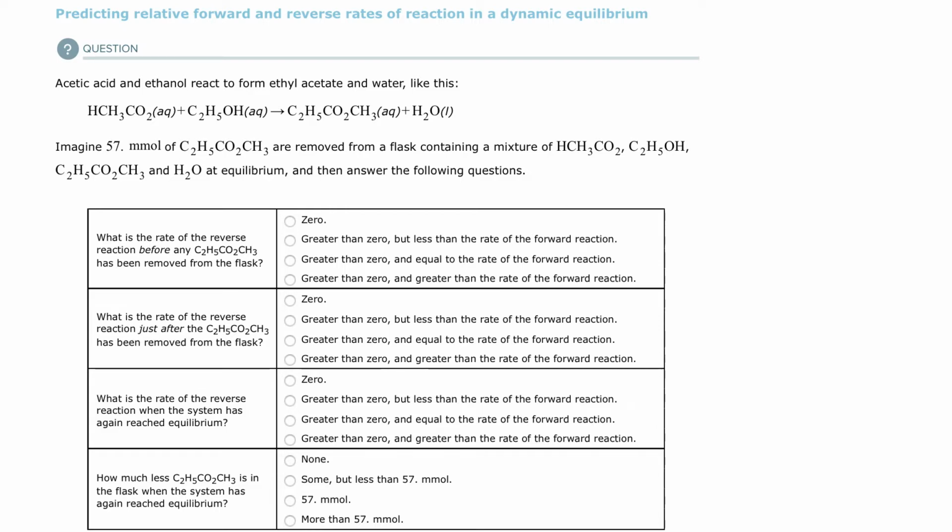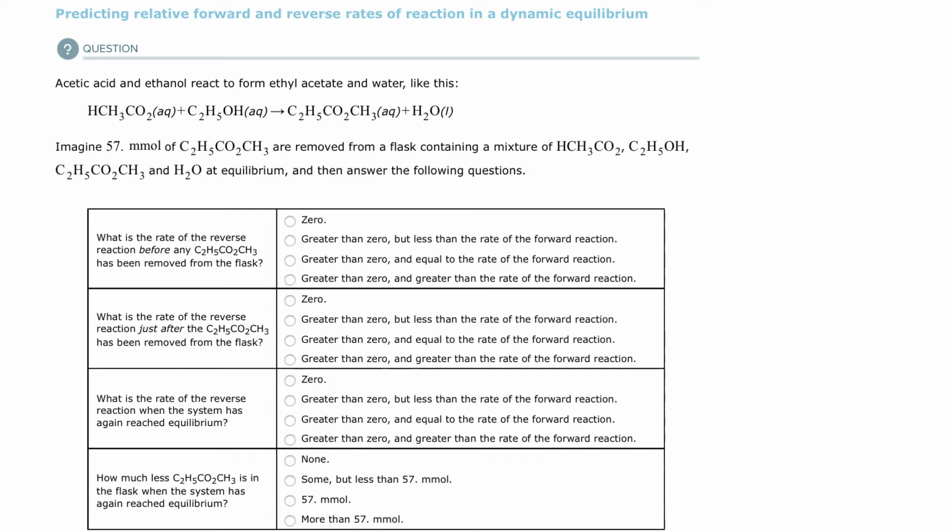Eventually, it's going to reach an equilibrium where the rate is going to be equal on both sides. Forward and backwards are equal. So that's what equilibrium means. The rate of forward production is equal to the rate of backward production. That's what equilibrium is. It's equal rates.